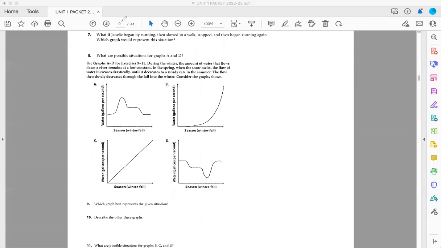8. What are possible situations for graphs A through D? Use graphs A through D for exercises 9 through 11. So during the winter, the amount of water that flows down a river remains at a low constant. In the spring, when the snow melts, the flow of water increases drastically. Remember, increases drastically, that automatically tells us it's B. So this is increases drastically.